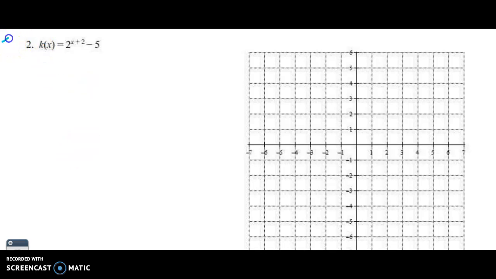Hey pre-calc, this is the second half of 7.5, and what we're going to be doing is graphing this. Now this problem is pretty straightforward, not a whole lot going on, but I do want you to get the practice out of this, that we have two shifts going on, that we have a shift left 2 and down 5.